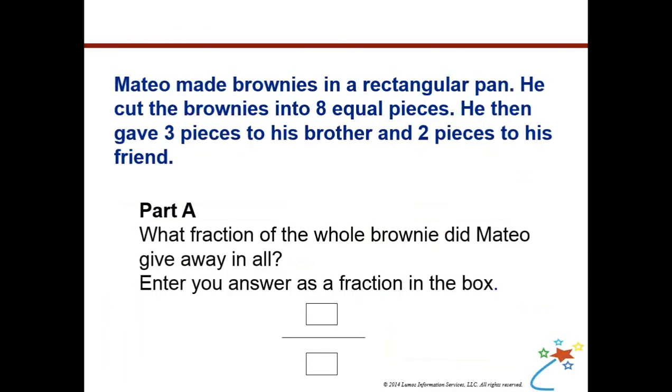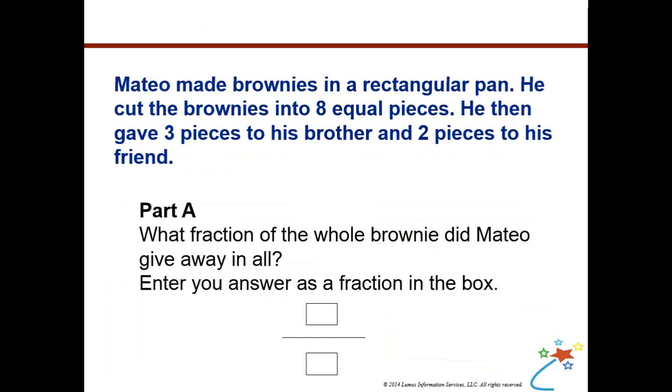Okay, so let's take a look at the first question that we have. Mateo made brownies in a rectangular pan. He cut the brownies into 8 equal pieces. He then gave 3 pieces to his brother and 2 pieces to his friend. Part A, what fraction of the whole brownie did Mateo give away in all? Enter your answer as a fraction in the box.